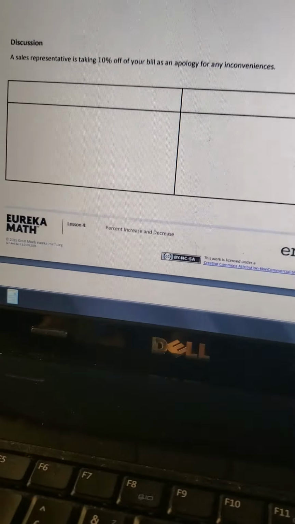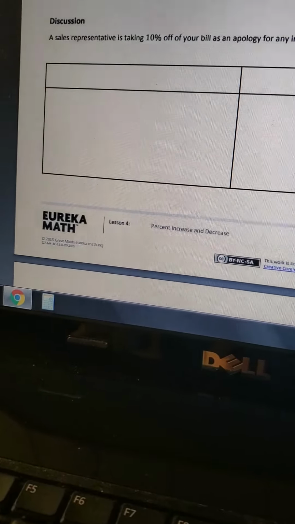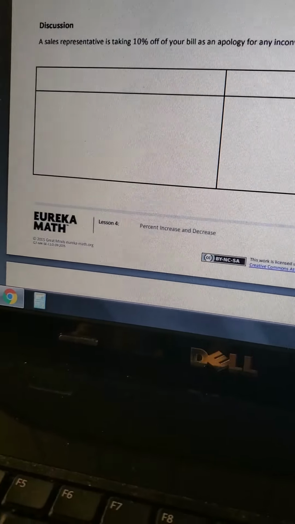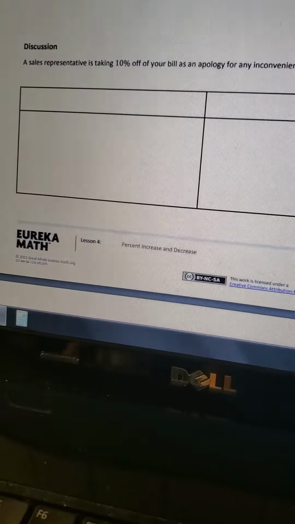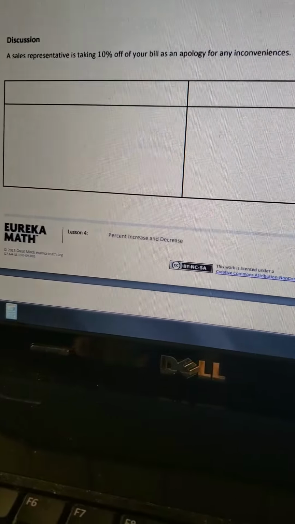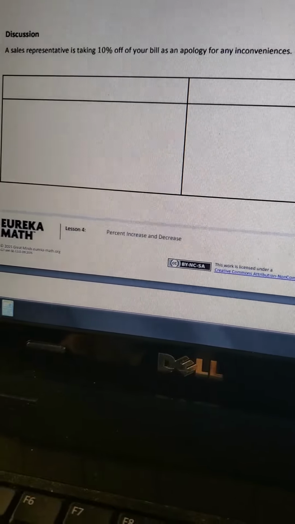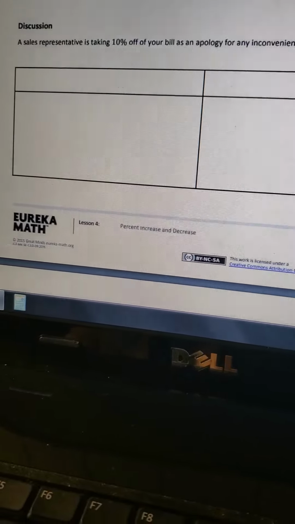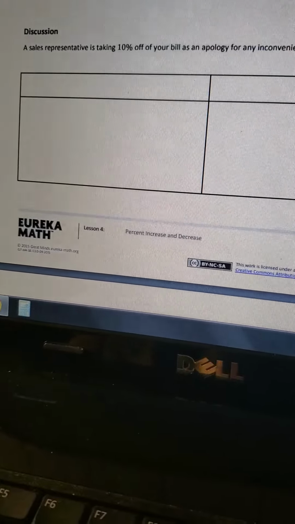Okay, so it just says a sales representative is taking 10% off your bill as an apology for any inconveniences. It's really difficult to have a one-person discussion, but just know that if the person's taking 10% off of your bill, that's not what you're going to pay. 10% off, just like we were working with group 2 with the fractions. Now we're just doing basically the exact same thing with percentages. So 10% off means that you are going to pay 90%.